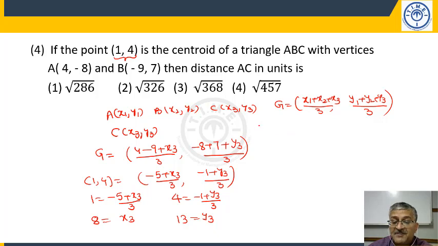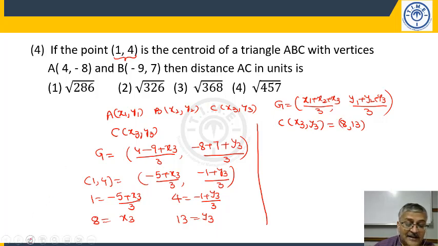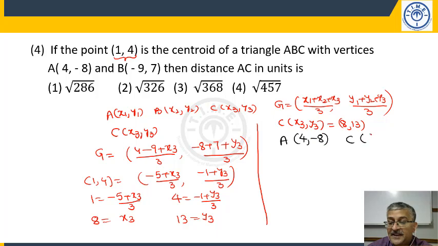So what is the C vertex here? C is equal to (x3, y3), that is, the vertex is (8, 13). Now what do we want to calculate? We want to calculate the AC distance. We already know A as (4, minus 8) and C as (8, 13).